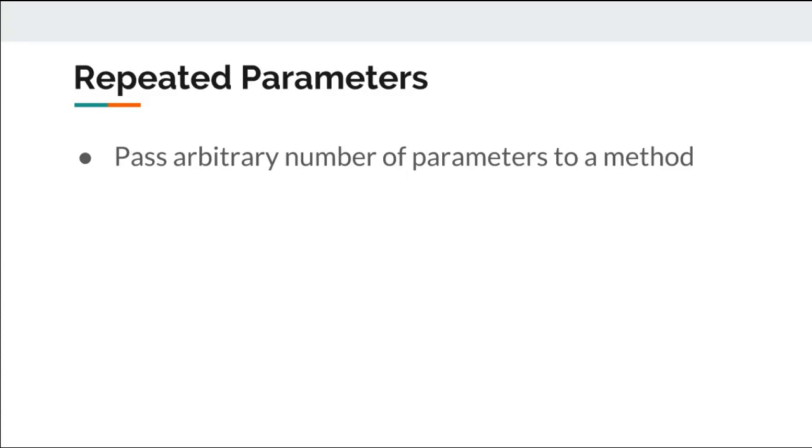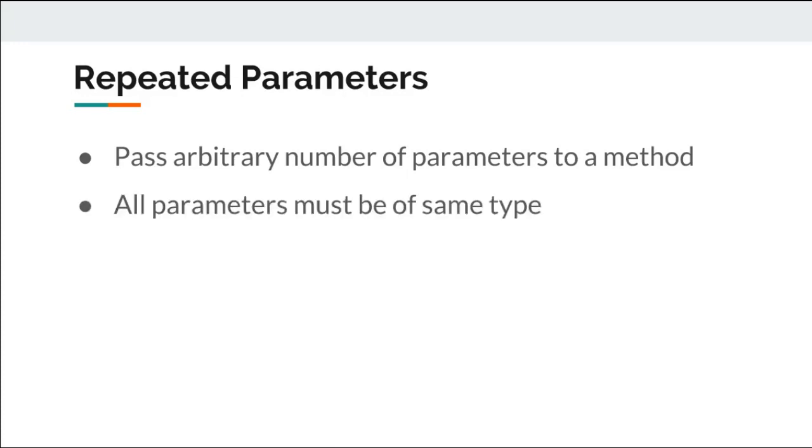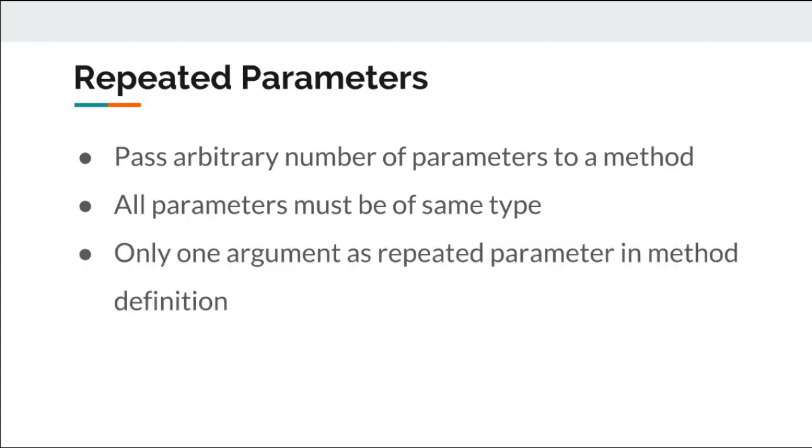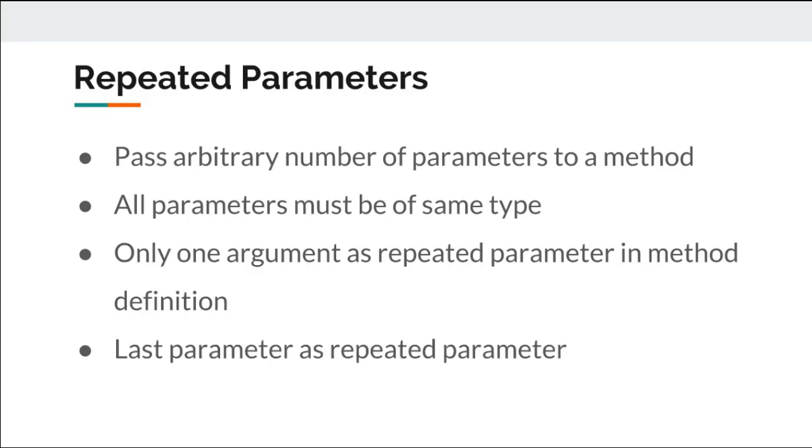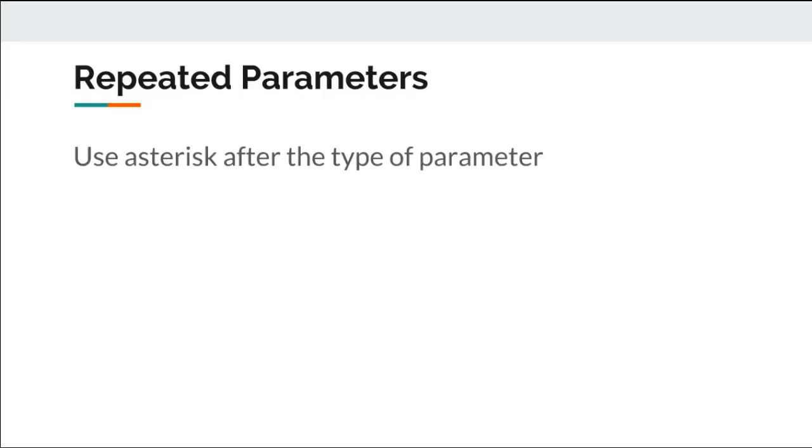However, there are a few conditions to use these repeated parameters. First is that all the repeated parameters must be of the same type. Second is that we can only have one argument as a repeated parameter in a method definition. We cannot declare two repeated parameters for a method. And finally, Scala only allows the last parameter of the method call to be repeated. So, to denote the repeated parameter, place an asterisk after the type of parameter.